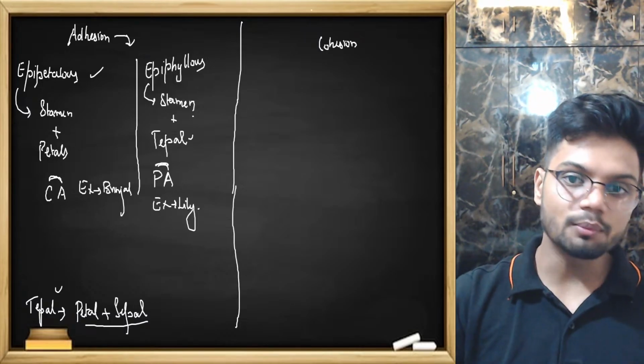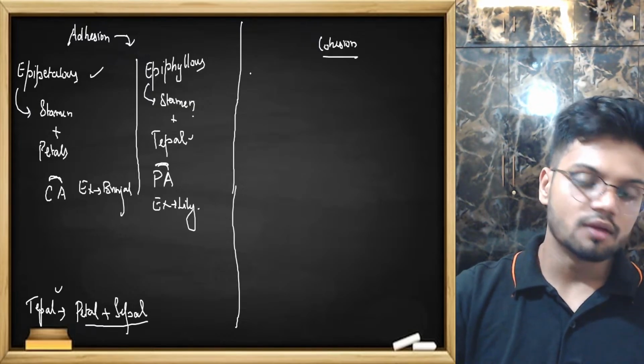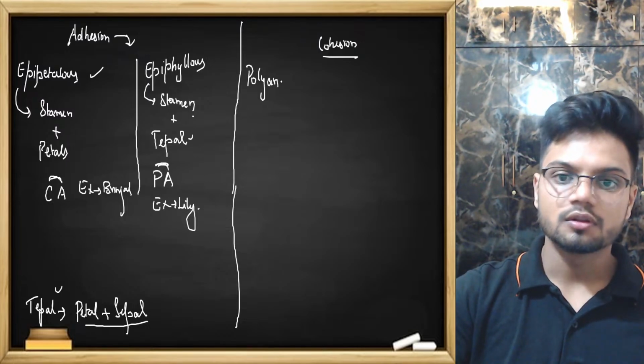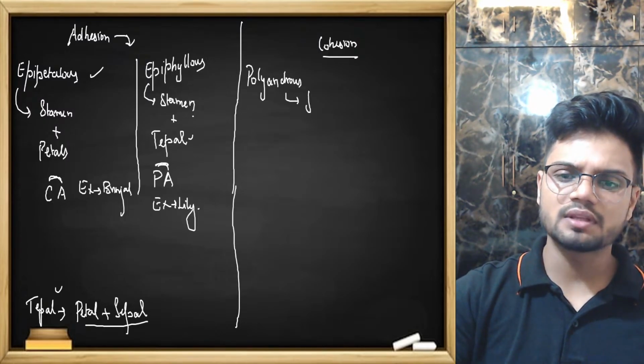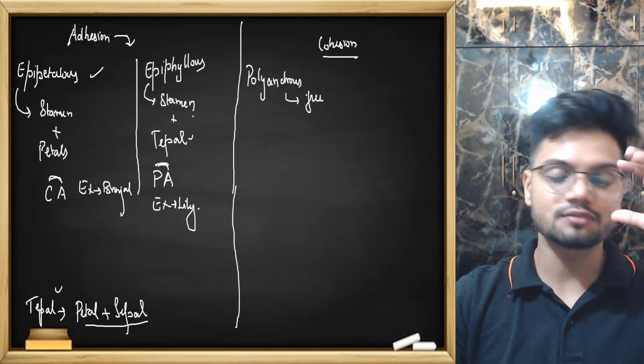Okay. Now, what about cohesion? What exactly happens in cohesion? In cohesion, we have something called polyandrous condition. First of all, this is not exactly in cohesion, but you should know. In polyandrous condition, everything is free. Stamen and anther, filament, everything is free here.